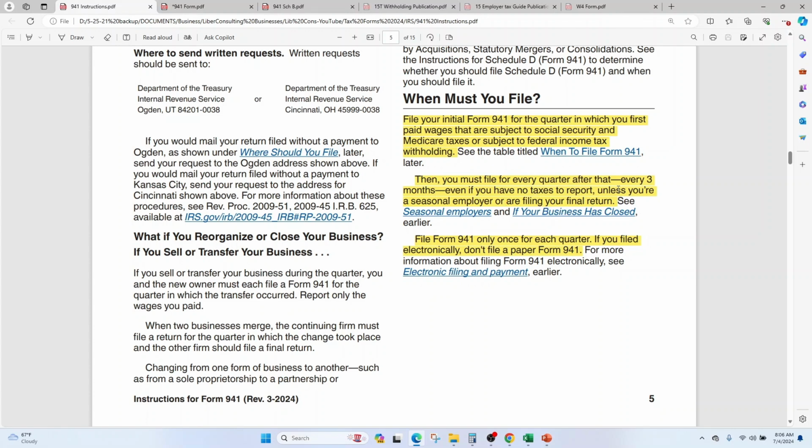Or the IRS sends you a mail asking you to file Form 944 going forward. Form 944 is filed at the end of the year, it is the annual employer federal return, and Form 941 is the quarterly employer federal tax return. So those are the instances when you will stop filing Form 941. Otherwise, you will need to continue filing it, even if you have $0 amount to report. File Form 941 only once for each quarter. If you file electronically, don't file a paper return.